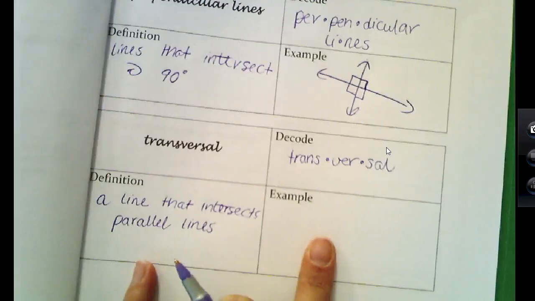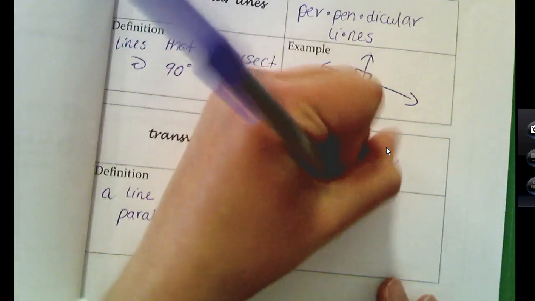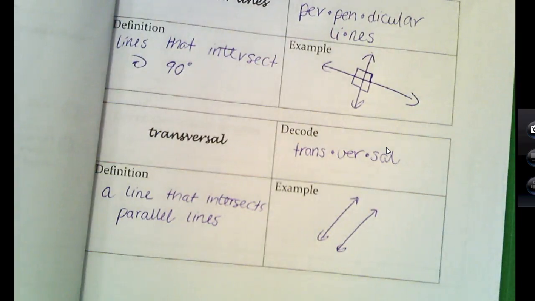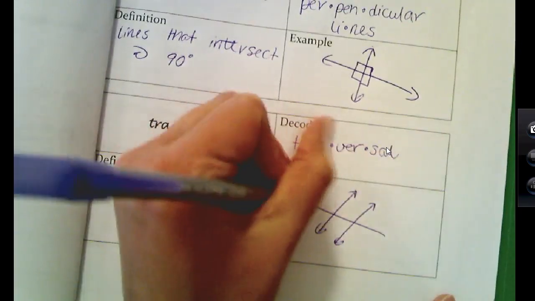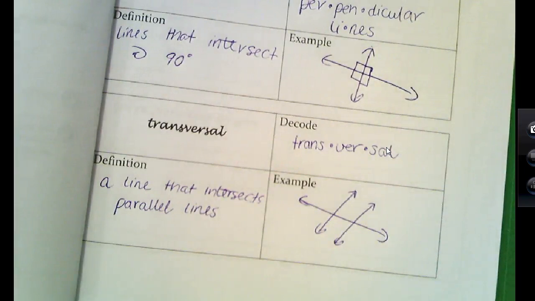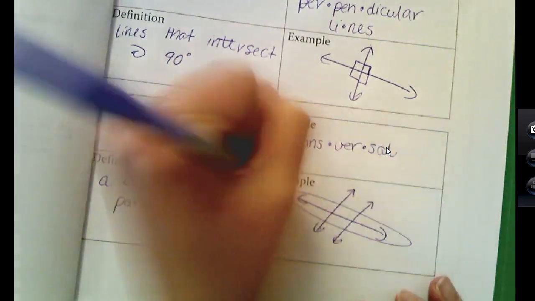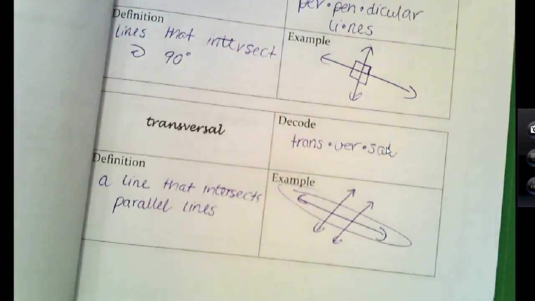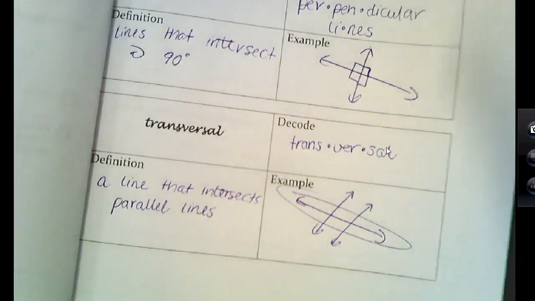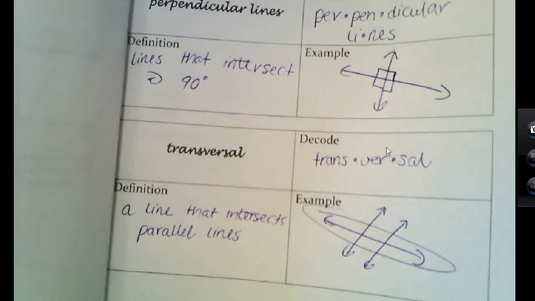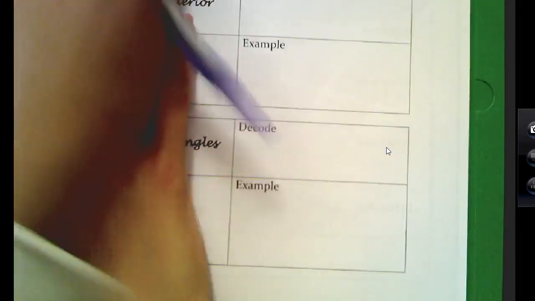So I want you in your example box, go ahead and draw 2 parallel lines for me. So there are 2 parallel lines. You guys agree that those are parallel? Okay. And a transversal is a line that intersects parallel lines. So go ahead and draw a line that intersects those. And you just created your first transversal. This right here is the transversal. It's intersecting those 2 parallel lines, so we call that a transversal. Questions so far? All right, let's go to our example for today.